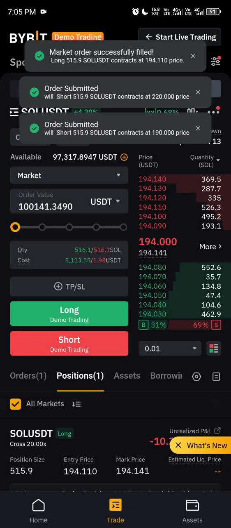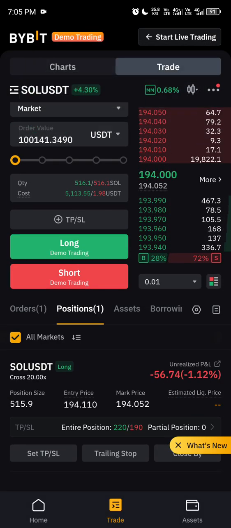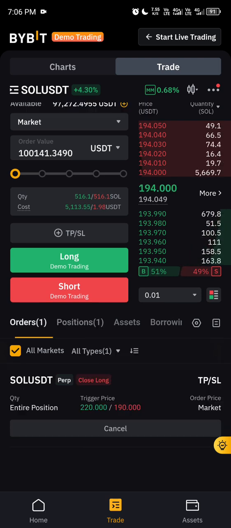Now the position is on and running. Okay, this trade I didn't make any analysis before taking this trade. So it is just for example purpose. It's not like I did any analysis on this. So now you come to order here. You can see entire position trigger price is what? 220, while my stop loss is at 190.